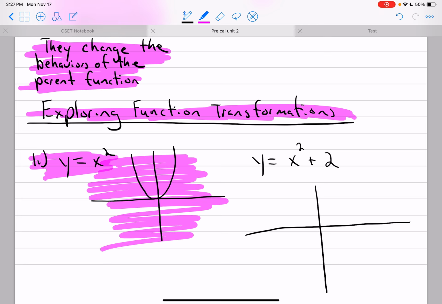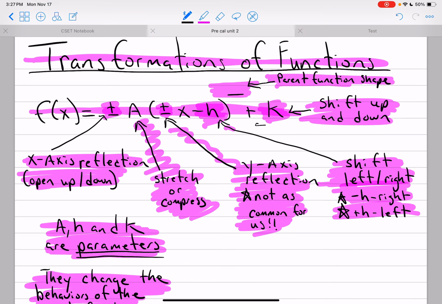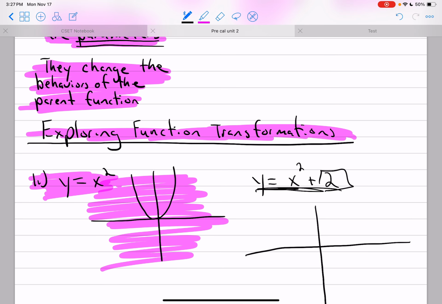But now, what if we had y equals x squared plus 2? Well, let's see. Where is this 2? This 2 is a k, so that shifts it up and down, right? So this 2 is a k shift up. So it takes this and shifts it up 2. 1, 2. So it takes the same graph and it just shifts it up 2.